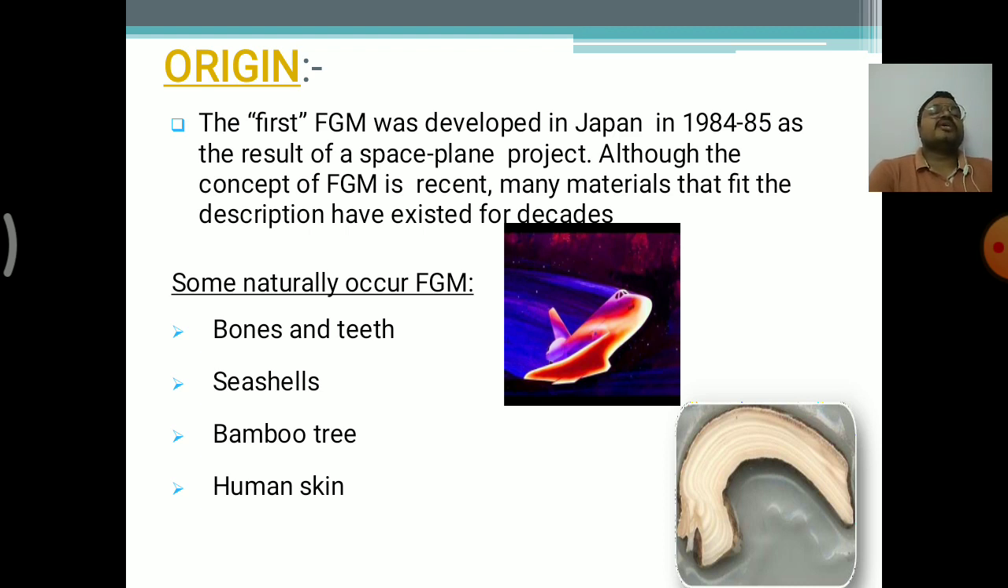The naturally occurring FGMs are, first, bones and teeth, in humans as well as animals, and seashells, which are found in the sea. Next is the bamboo tree, and fourth is the human skin. These all combine a number of layers. Different types of layers form in these naturally occurring FGMs. When we define human skin, there are a number of layers, which is why we define these as naturally occurring FGMs.